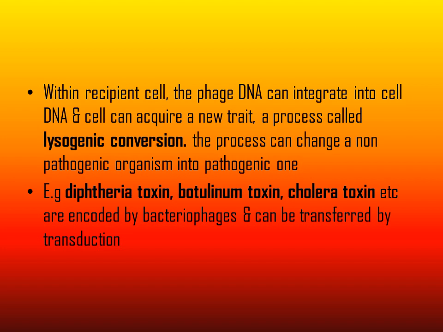Within the recipient cell, the phage DNA can integrate into the cell DNA and the cell can acquire a new trait, a process called lysogenic conversion. The process can change a non-pathogenic organism into a pathogenic one, by passing genes that might be responsible for the production of some toxins, maybe some drug resistance genes. For example, diphtheria toxin, botulinum toxin and cholera toxin are encoded by bacteriophages and can be transferred by transduction.